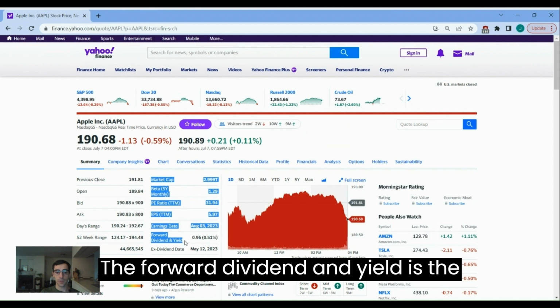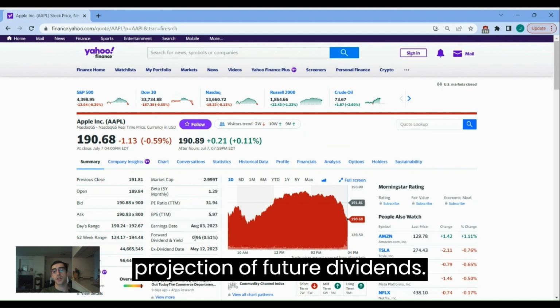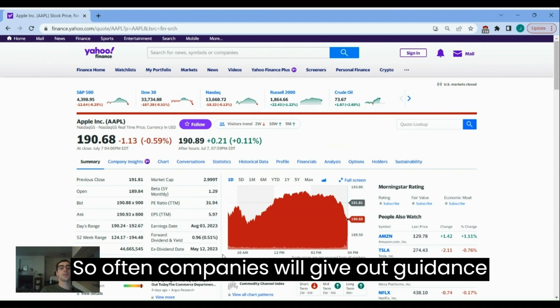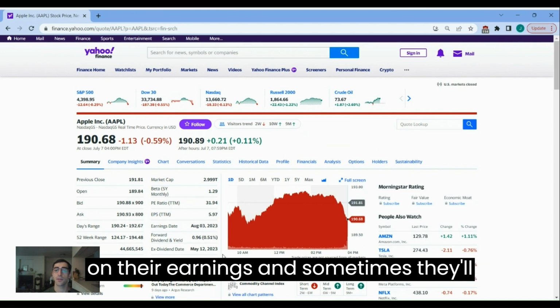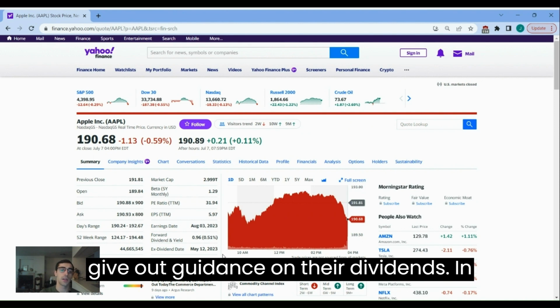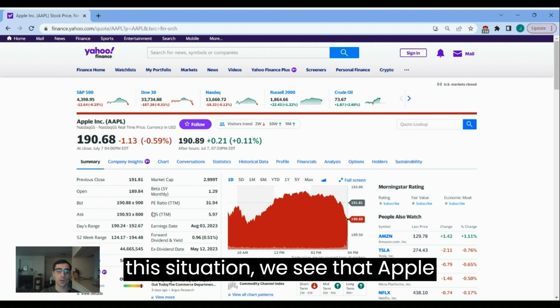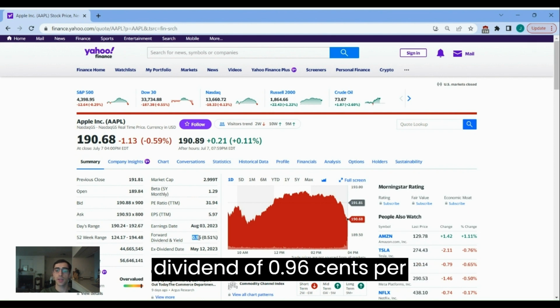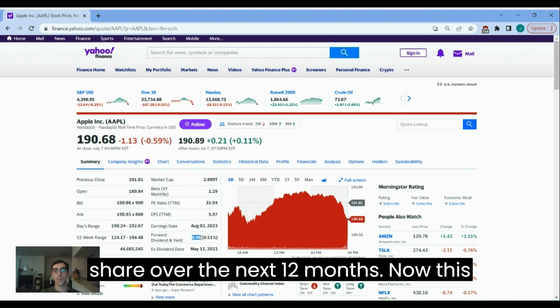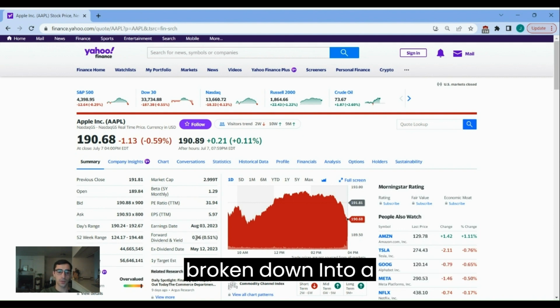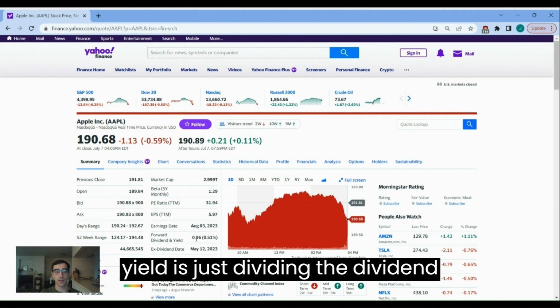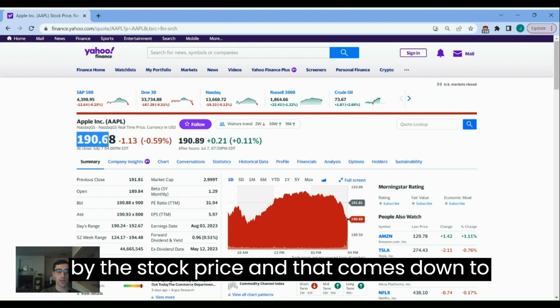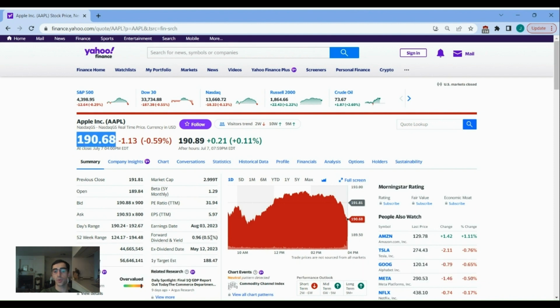Forward dividend and yield is the projection of future dividends. So often companies will give out guidance on their earnings, and sometimes they'll give out guidance on their dividends. In this situation, we see that Apple is forecasting a dividend of 0.96 per share over the next 12 months. Now this broken down into a yield is just dividing the dividend by the stock price, and that comes down to 0.51%.